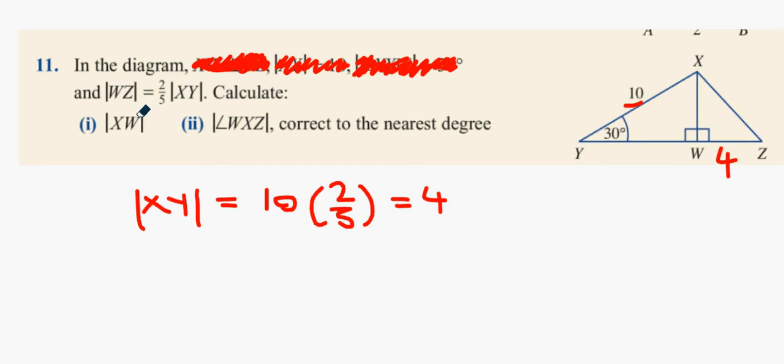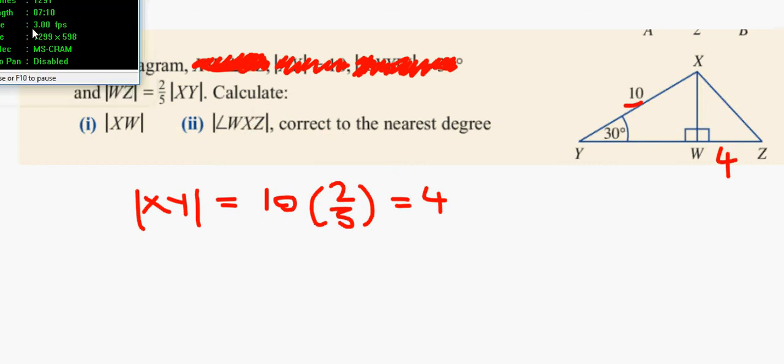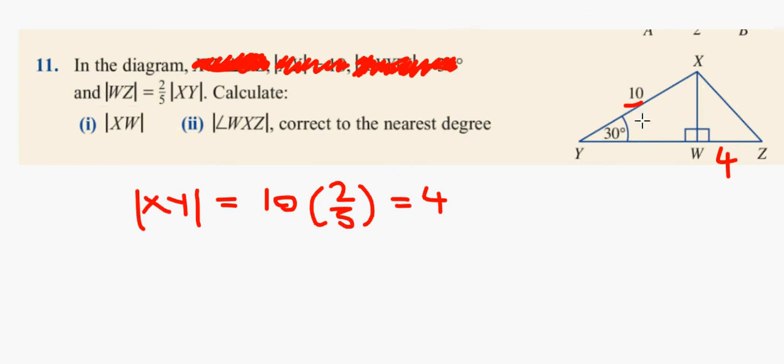Okay. That's great. What does it want me to do next? Calculate XW and calculate WXZ correct to the nearest degree. Okay. So using the triangle on the left, what we can see is that the opposite. Shh. We want to find out what the opposite is. So, sine 30 is the opposite, which is XW.